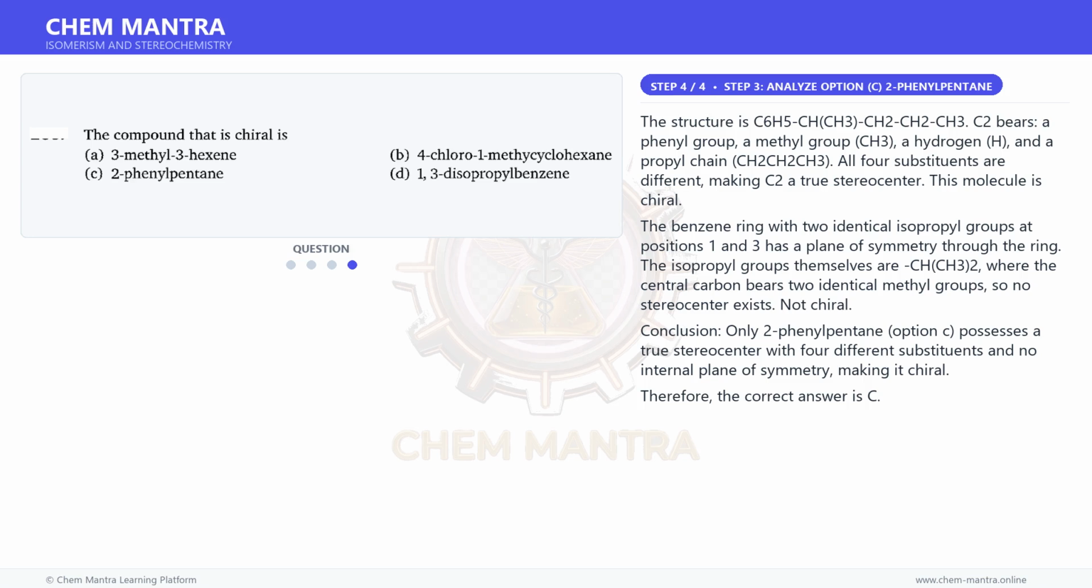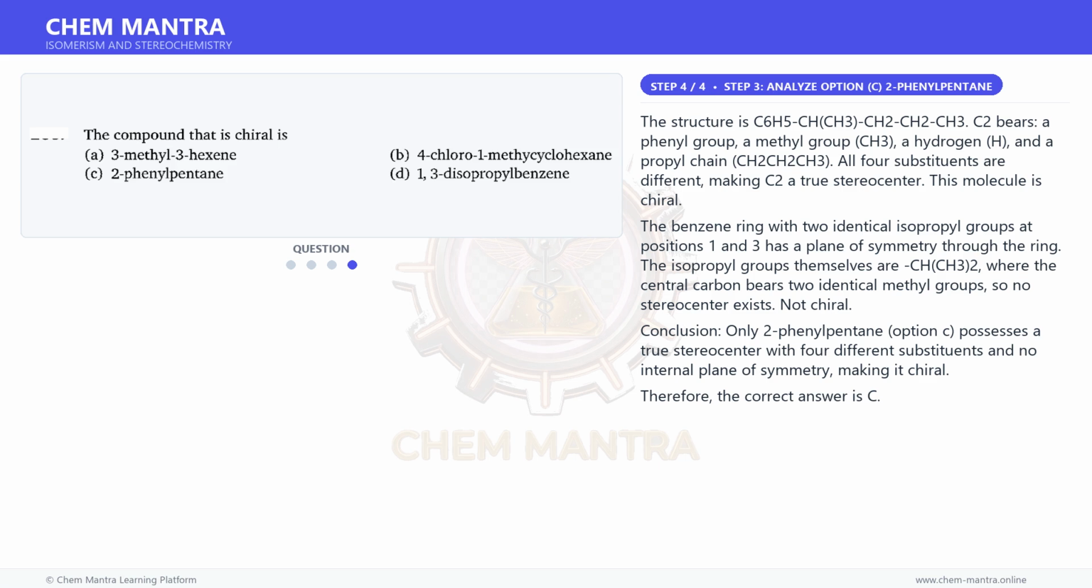The structure is C6H5CH(CH3)CH2CH2CH3. C2 bears a phenyl group, a methyl group, CH3, a hydrogen, H, and a propyl chain, CH2CH2CH3. All 4 substituents are different, making C2 a true stereocenter.